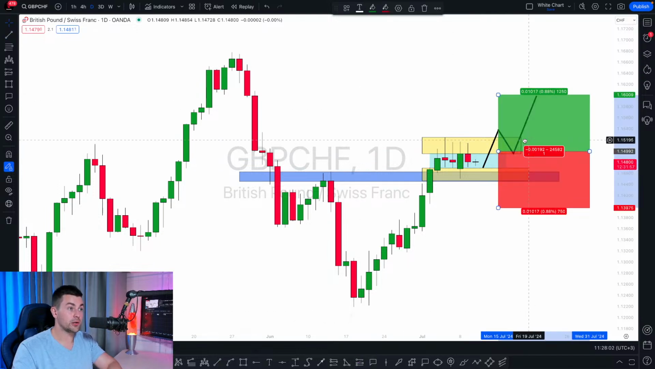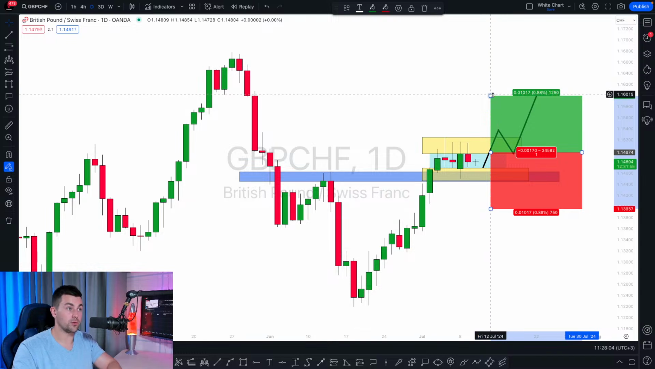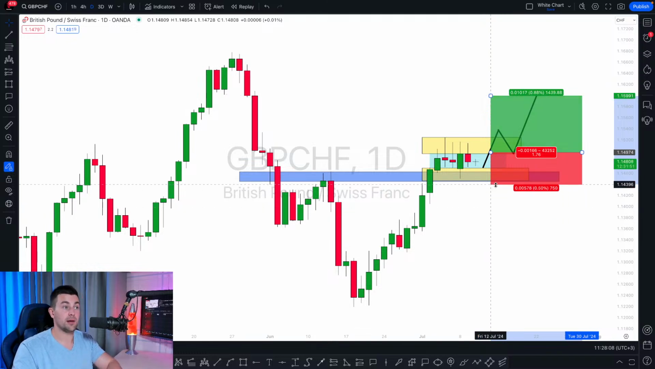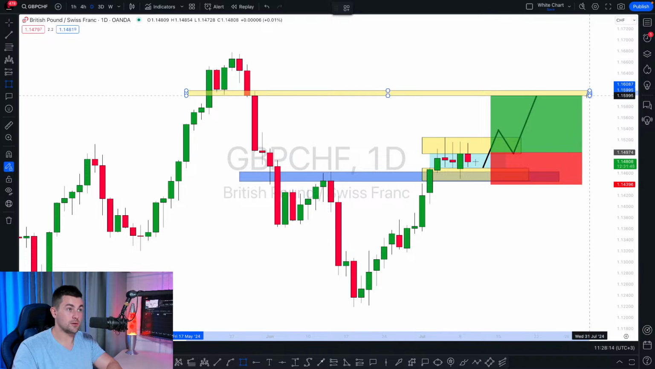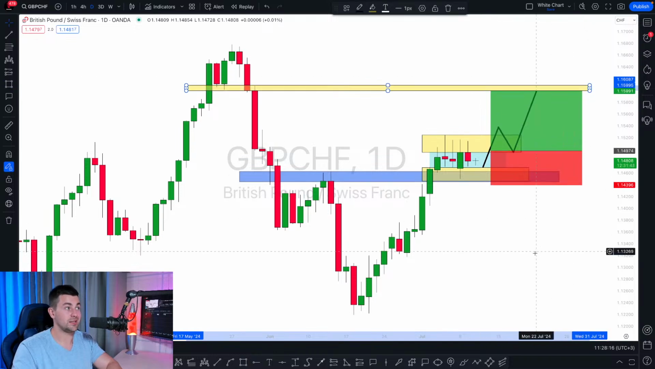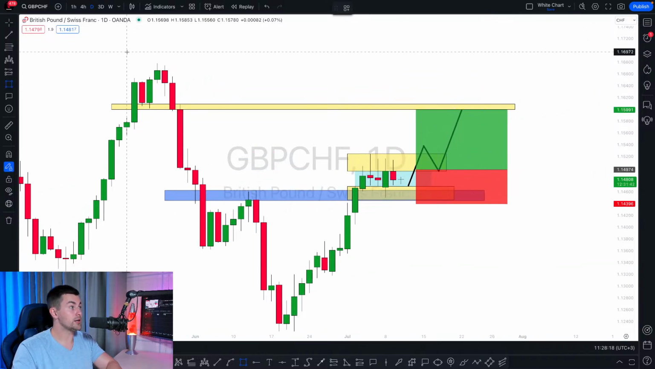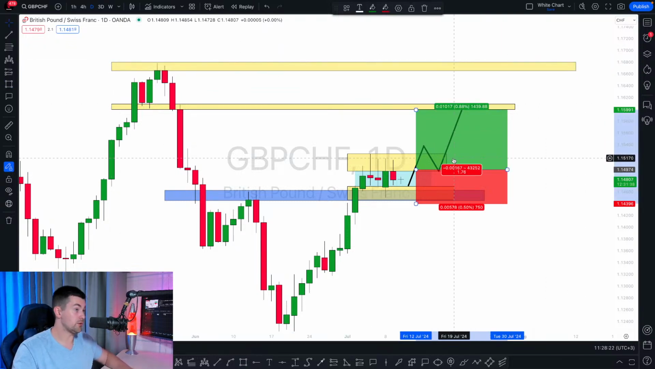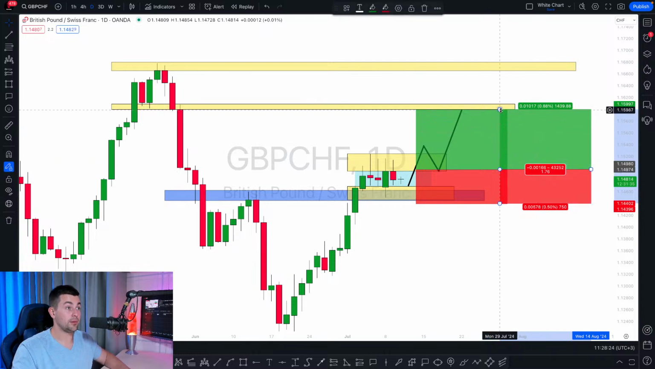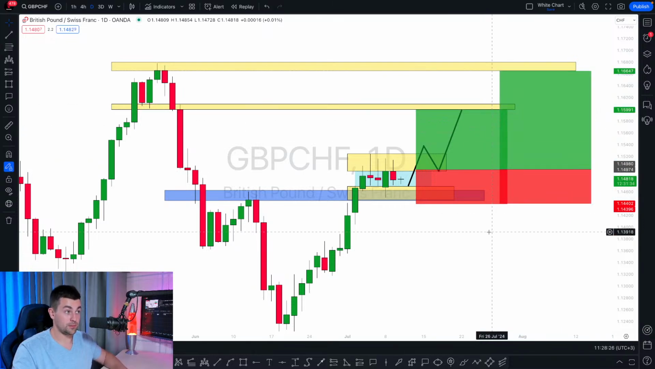So buy the market on a retest of the broken resistance of the range, and set your stop loss below the lows of the range. Your first target for the trade will be that resistance. It is the first strong resistance that I see on a daily. And your next goal for the trade will be based on the current high. So that can be your plan for the pound Swiss pair.